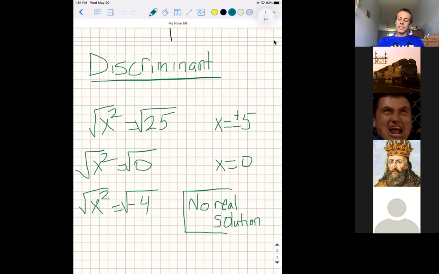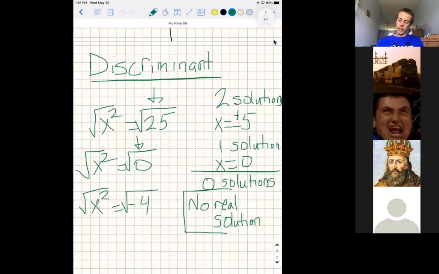This idea is going to be our big idea today. When you have a positive under the radical, you get two solutions. When you have 0 under the radical, you get one solution. And when you have a negative under the radical, you get 0 solutions. I'll separate this out a little bit. Does that make sense?